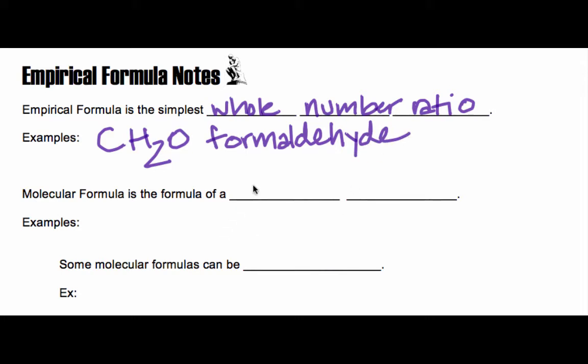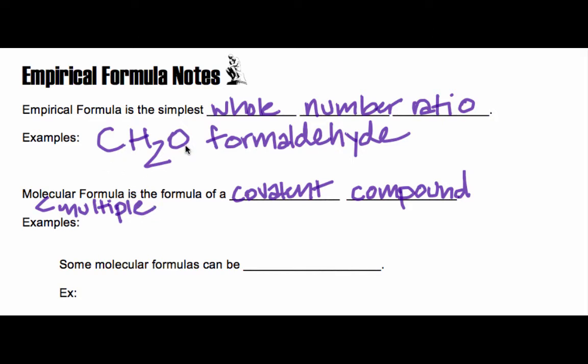A molecular formula is a formula of a covalent compound, and usually it's the multiple of an empirical formula. So sometimes I'll put the word multiple next to the word molecular so we don't forget that. So if you take the compound formaldehyde and you multiply it by a factor of 6, you get 6 carbons, 12 hydrogens, and 6 oxygens, which is the formula for a chemical that we have to live, which is glucose.